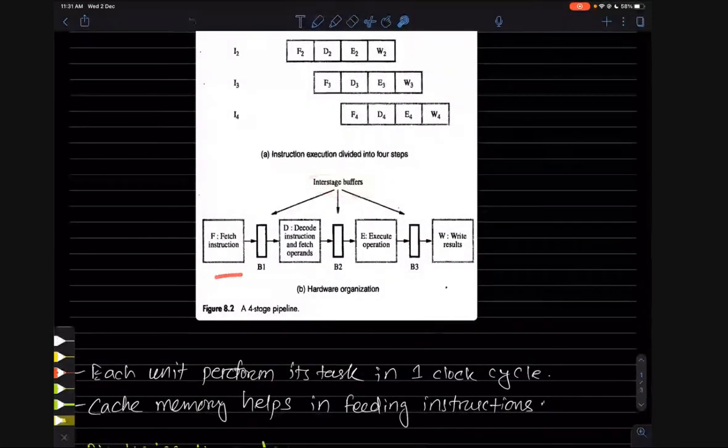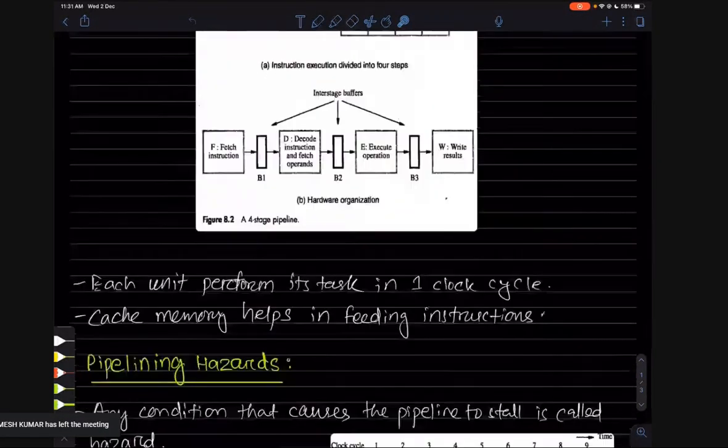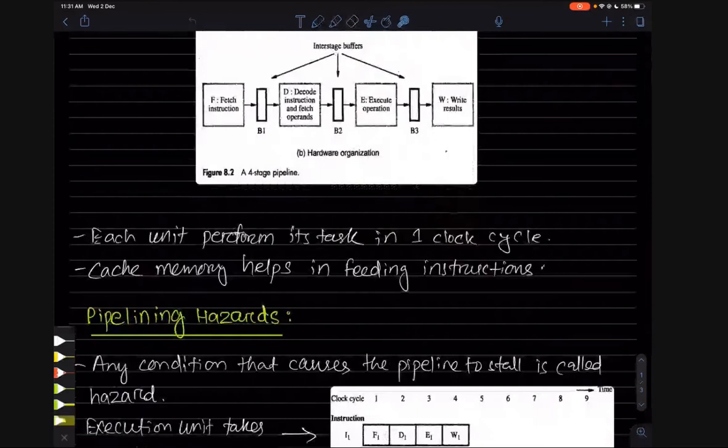There are four stages in this case, so 3 buffers are needed here. So this is the hardware organization for pipelining. One thing you have to remember is that each unit performs its task in one clock cycle.